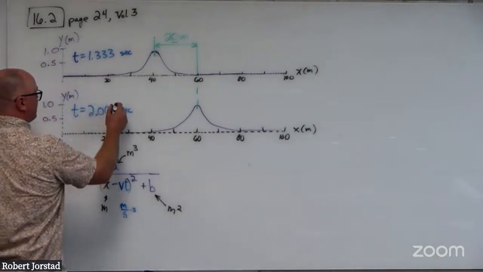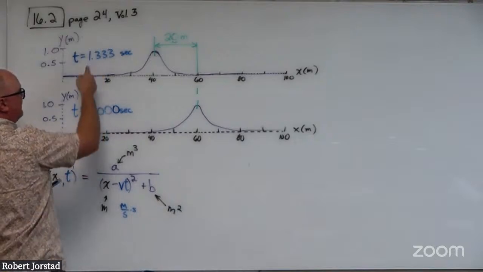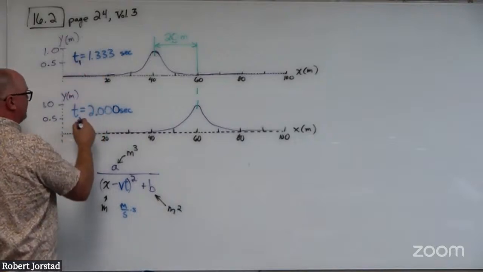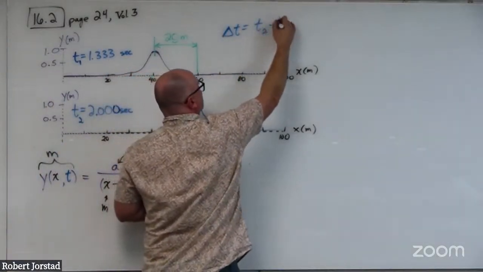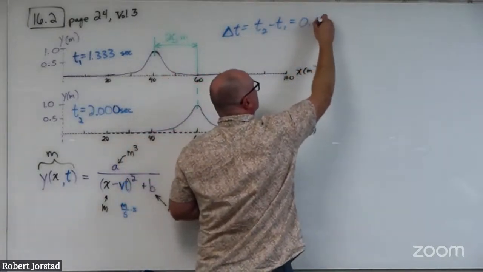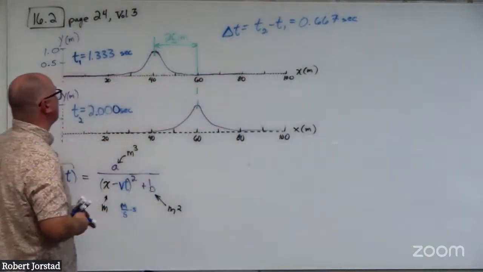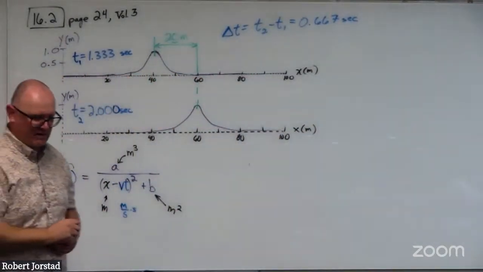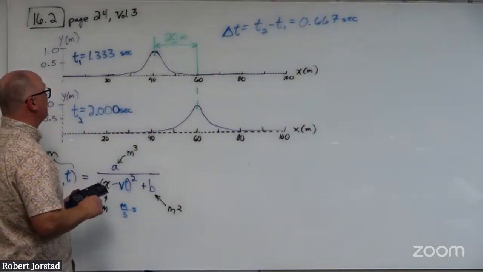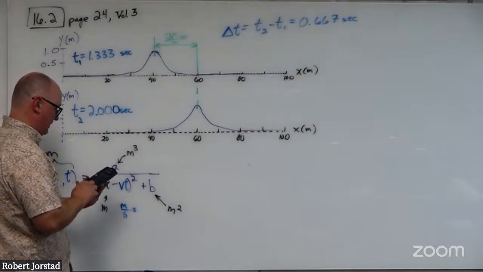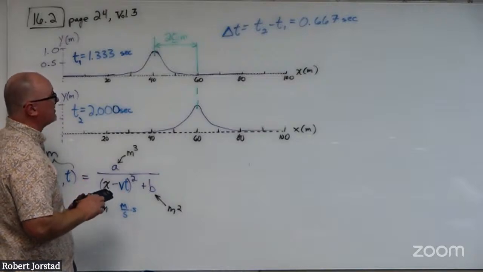I'm going to stick an extra 0 on here because I'm feeling lazy and I don't want to think about sig figs. So you could call this T1 and T2. Delta T is equal to T2 minus T1, which is 0.667 seconds. Normally I write S, but it was kind of looking like the 3. So you could just write the letter S for seconds.